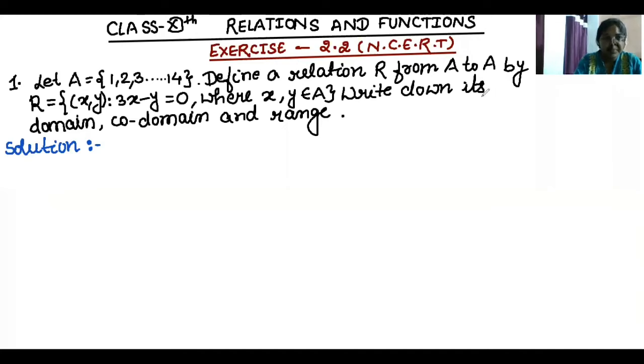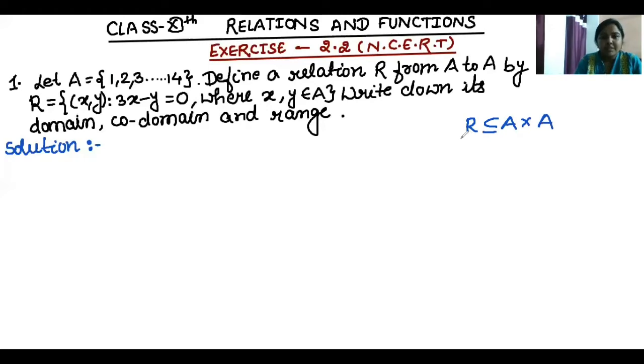So the first question is here: let A equal 1, 2, 3 up to 14. Define a relation R from A to A by R equals {(x, y) such that 3x minus y is equal to 0}, where x, y both belong to set A. Write down its domain, codomain and range. In our previous video, we have seen relation on a set. So this is a question based on relation on a set, which means here R is a subset of A cross A.